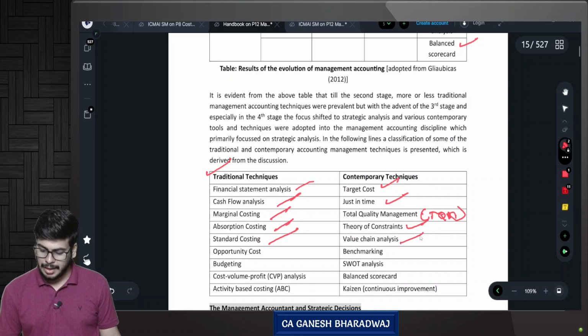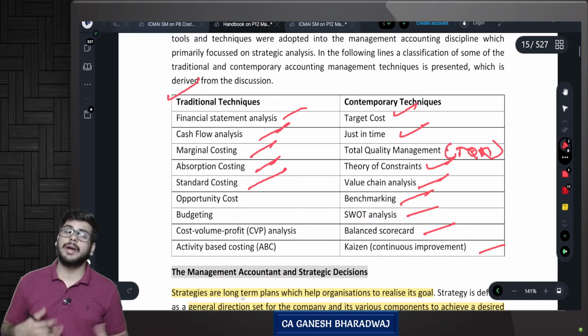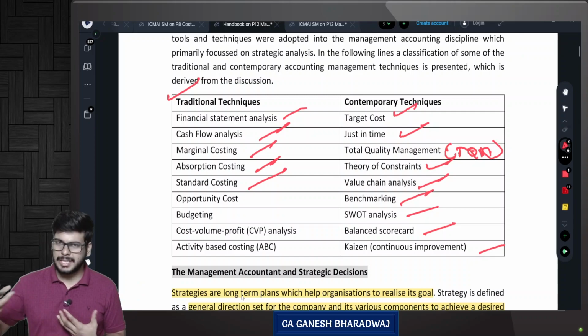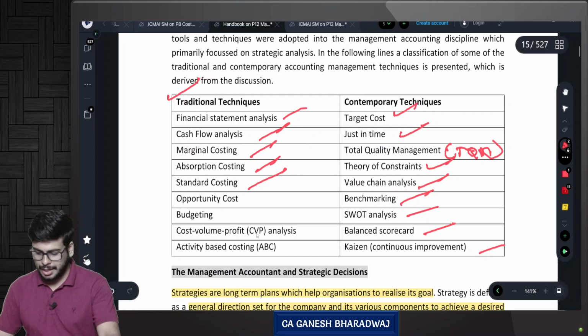Theory of constraints, value chain analysis, benchmarking, SWOT analysis, balanced scorecard, and Kaizen costing. So all these things are now a part of the new evolution of management accounting. So what are all these things? We will see. That is what the subject is all about. Are you clear with this?